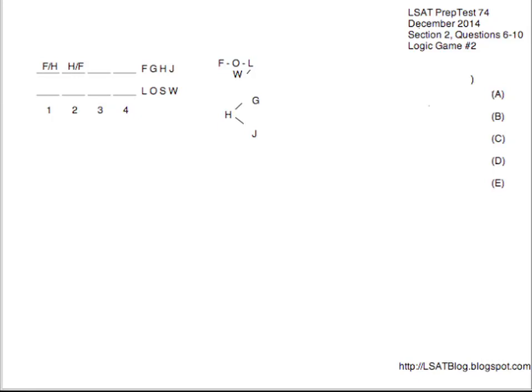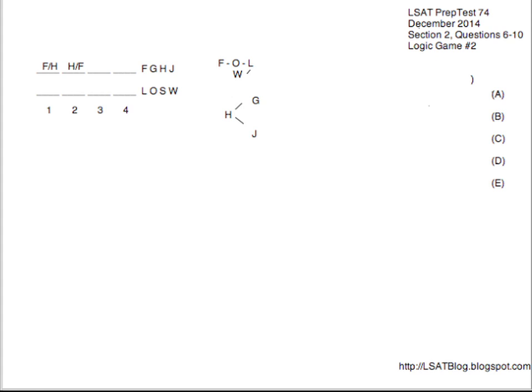Hey guys, in this video I'm going to explain the second logic game of LSAT PrepTest 74, which is the December 2014 LSAT. Now this game is a two-level ordering game. We've got two different categories here. We've got the art historians and the public lectures. Now I've laid out everything here, including rules and some inferences, but don't worry, I'll explain all of those.